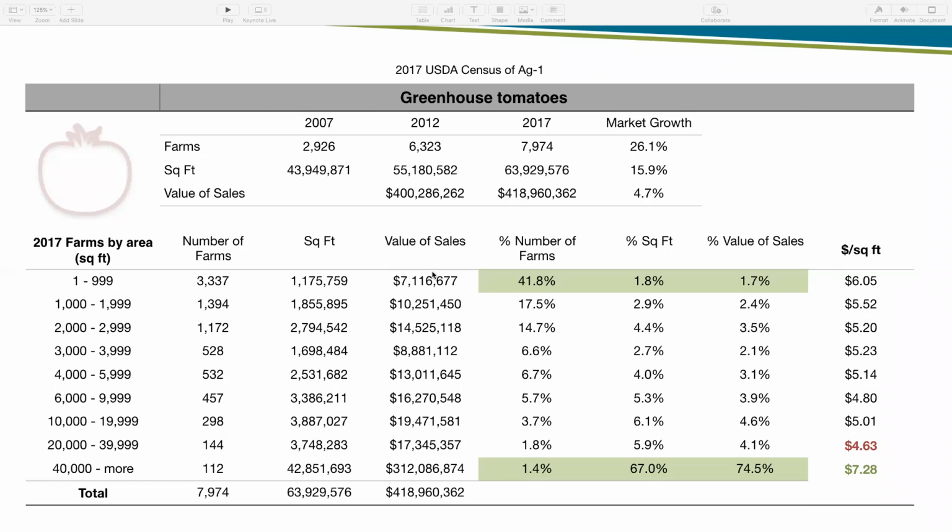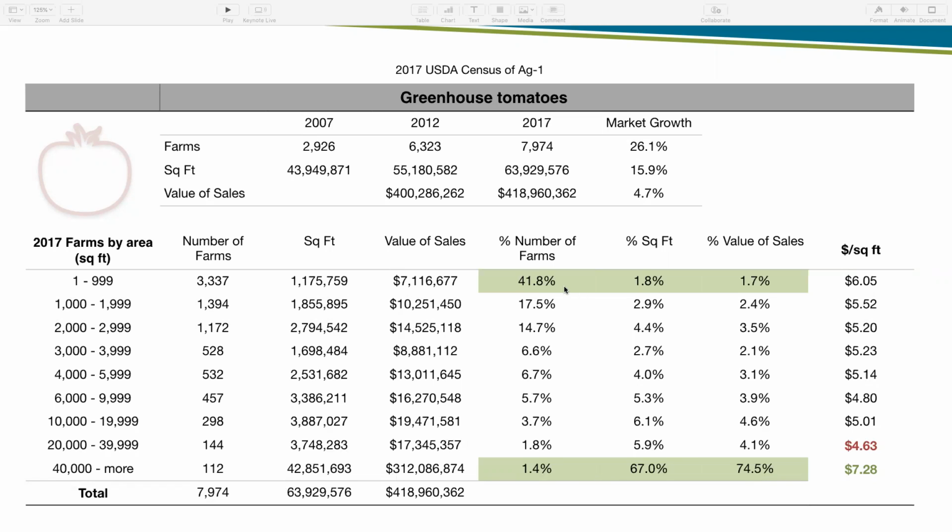Under this category, we see something similar. Numbers are a little bit different, but it's the same trend. The smaller farms represent 41.8% of the number of farms in the US, covering 1.8% of the square footage of tomato greenhouses, and representing 1.7% of the value of sales, while the very large farms, the 40,000 square feet or more, represent just 1.4% of farms, but the square footage is much larger, 67% of the total market, and the value of sales is even larger, 74.5% of the value of sales coming from the large greenhouses.